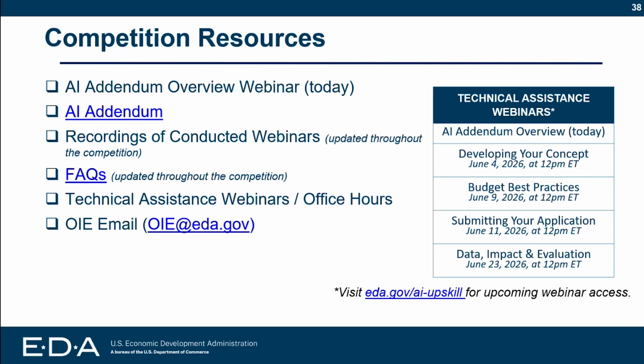Coming up next week, we have two, budget best practices and submitting your applications. These also will be hosted at 12 p.m. Eastern live, and those links are posted on our website. And then the last technical assistance webinar we will have will be on data impact and evaluation, hosted on June 23rd at 12 p.m. Eastern. And then this slide will be available online. All the hyperlinks will work, and so you'll be able to click that to go to our website to access the webinars.